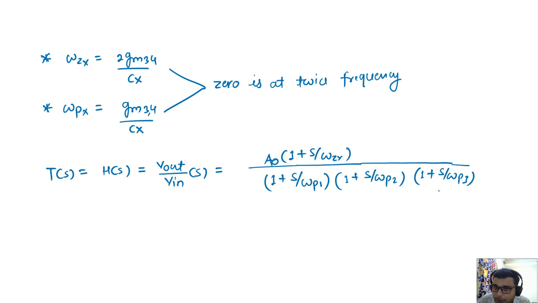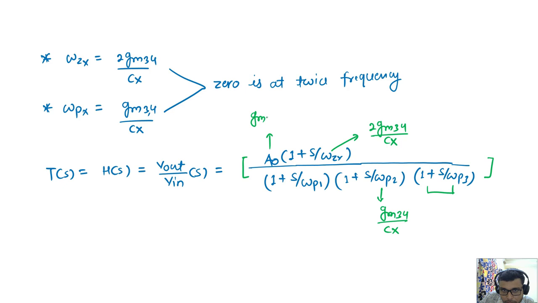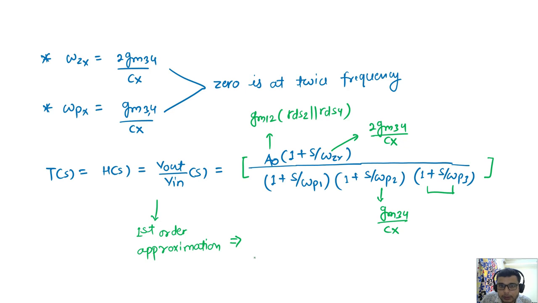We can approximate it because this term is non-significant, because pole P3 is very far. Pole P2 is also far. That I call gm3,4 by Cx, and this zero frequency is 2 gm3,4 by Cx. This is the complete transfer function: gm of the input pair times RDS2 parallel RDS4. But in general, this system can be approximated as a first order system, because in comparison to CL these caps do not contribute much. So it can be written as A naught by 1 plus s by omega p1.